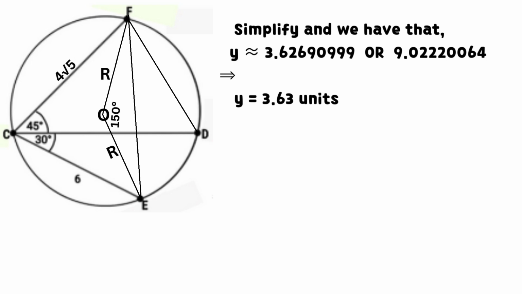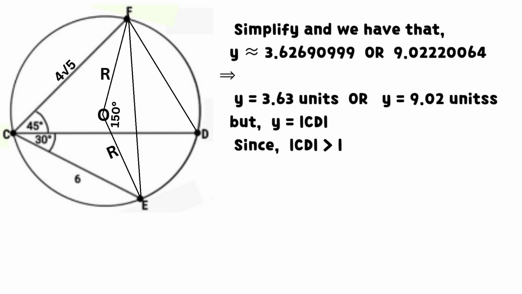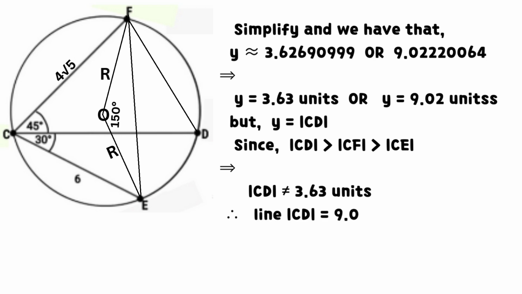Simplify, and we have that y is approximately equal to 3.6269099 or 9.02220064. It implies that y equals 3.63 units or y equals 9.02 units to 2 decimal places.